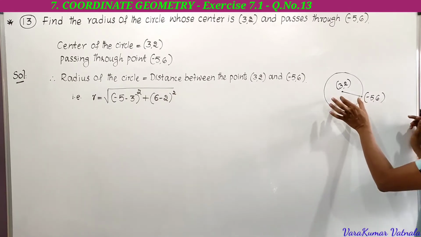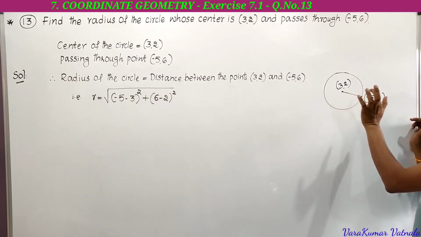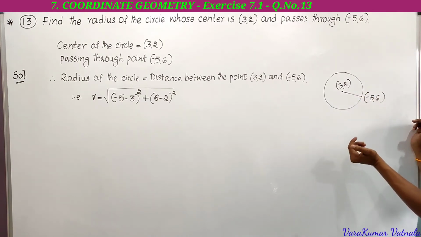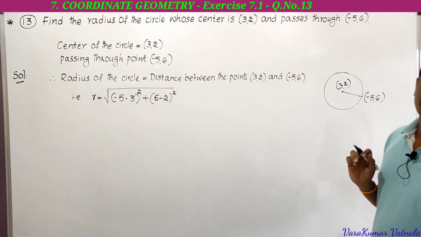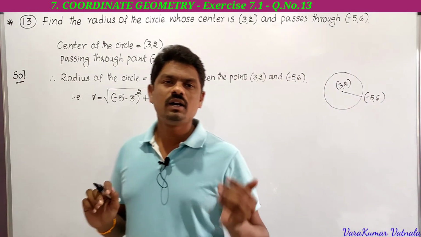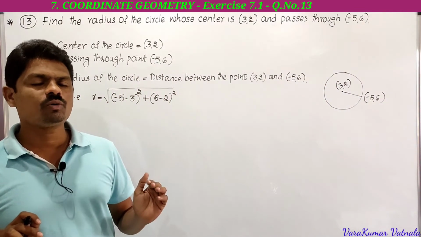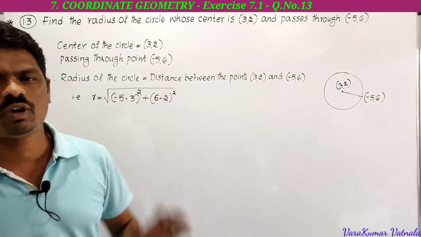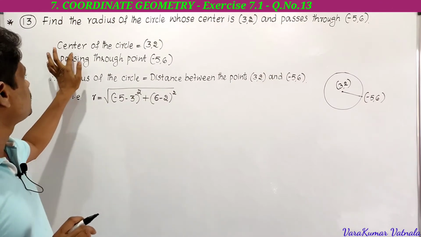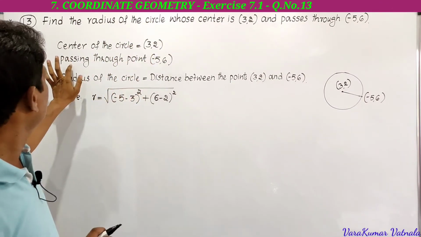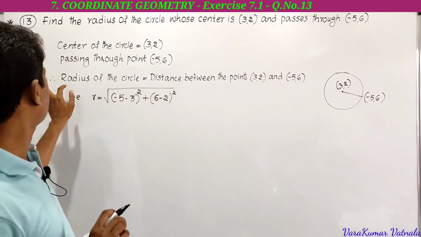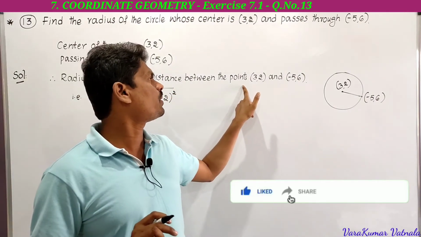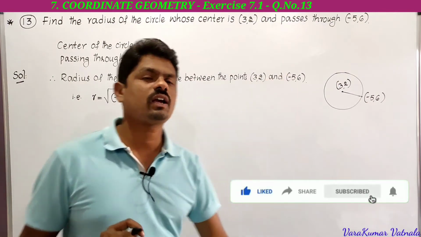So ikkada manaku radius anedi ee rendu point la distance ganukunte saripothundi, ade circle yokka radius avutundi. So using the distance formula we have to find. What is the distance formula? Distance formula d equal to square root of (x2 minus x1) whole square plus (y2 minus y1) whole square. Here the center of the circle is (3, 2) and it passes through (-5, 6). Therefore the radius of the circle equals the distance between the points (3, 2) and (-5, 6).